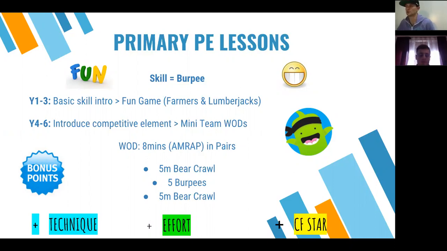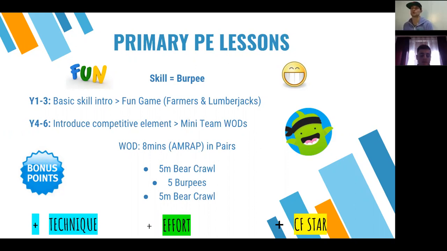Younger students could then progress onto a fun game, such as Farmers and Lumberjacks, where students are split into 2 teams. One who tries to knock over as many cones as possible, the Lumberjacks, and the other who attempts to stand the cones upright, the Farmers. At the end of the game, the team who has the least will have to perform a fun punishment of 5 to 10 perfect burpees, which would be closely supervised by the teacher at the site.